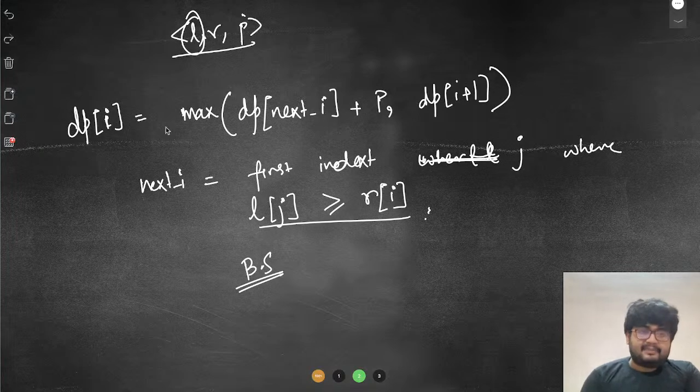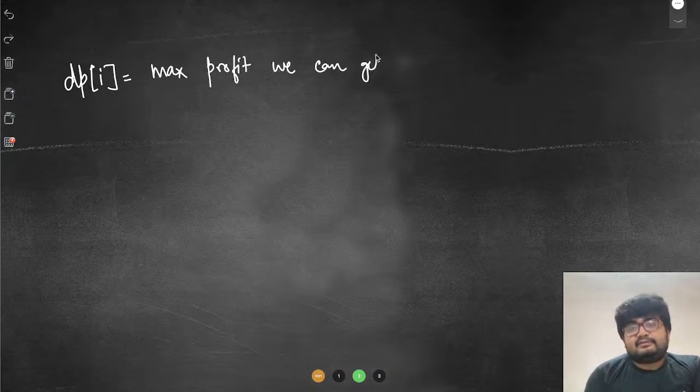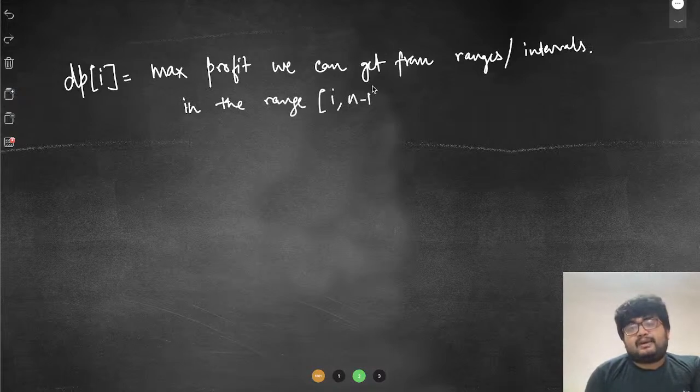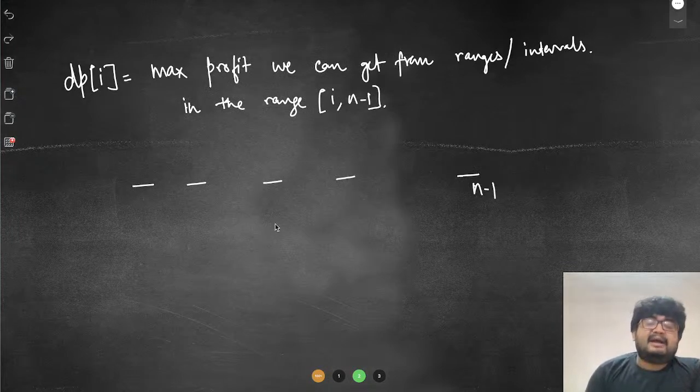So when we come to dp, what is dp of I? dp of I is the maximum profit we can get from the intervals in the range I to n minus 1. That is because we are given n intervals, indexed 0 to n minus 1.